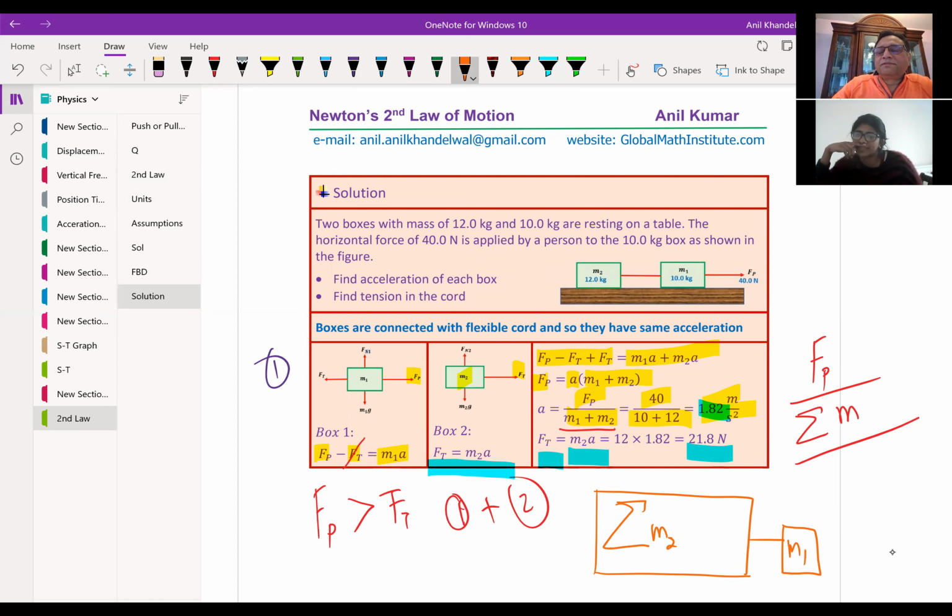Think of it as m2 to mn, just take that as a block. So your system is still the same: the first object, and the rest of the others put together. If you're only interested in the first box, don't bother about anything else. This is the sum of all the boxes.